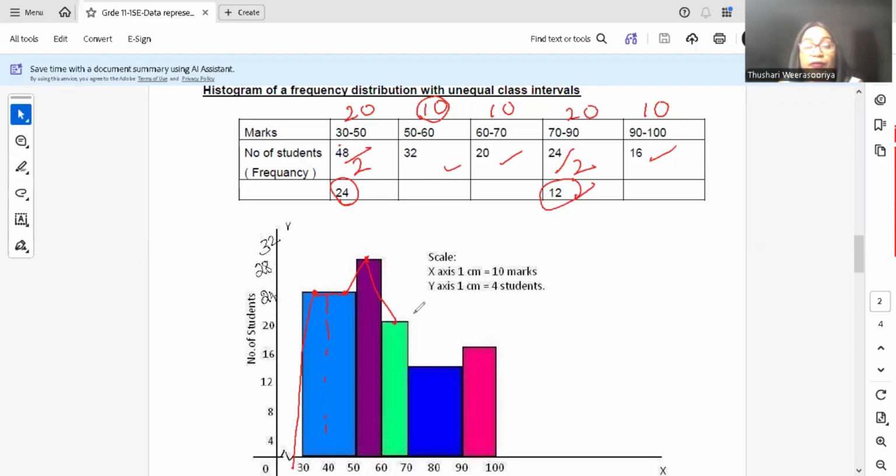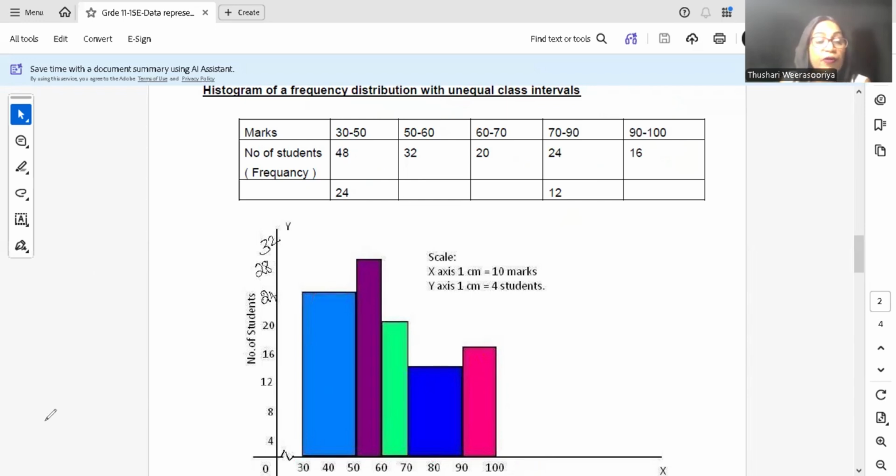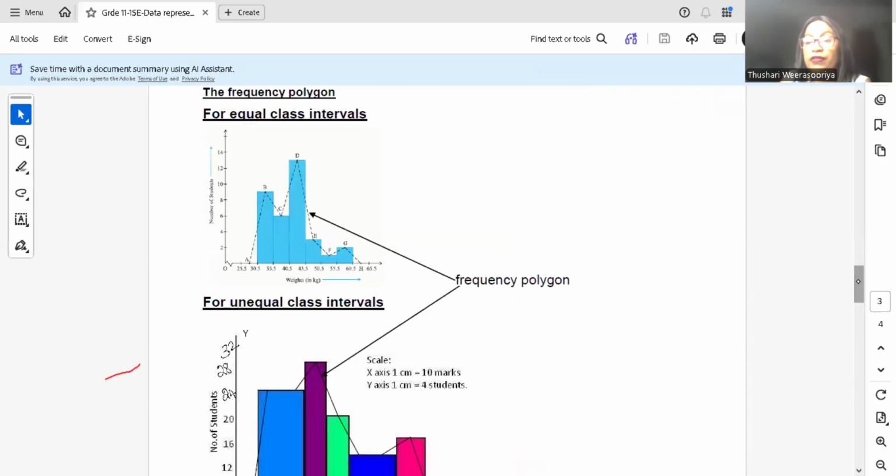And here no problem, you get the midpoint. Here also we assume earlier there are two bars. Take the midpoint of this bar and this bar and join this to this and this to this. Right? And finish by joining these. That's how you draw the frequency polygon for unequal class intervals. Right? There is something extra that we have to do. Right. I assume you can understand frequency polygon and the histogram. Now we'll go to the next part of the lesson.